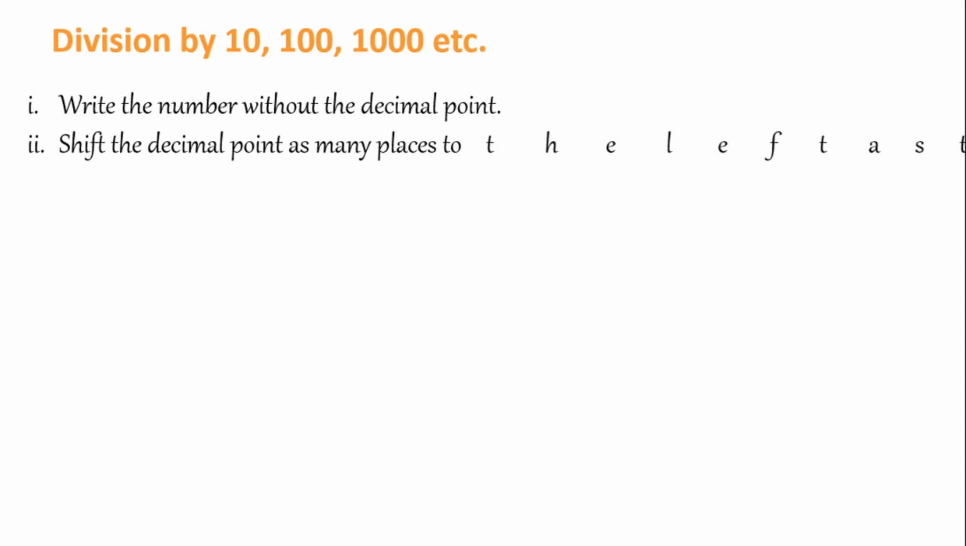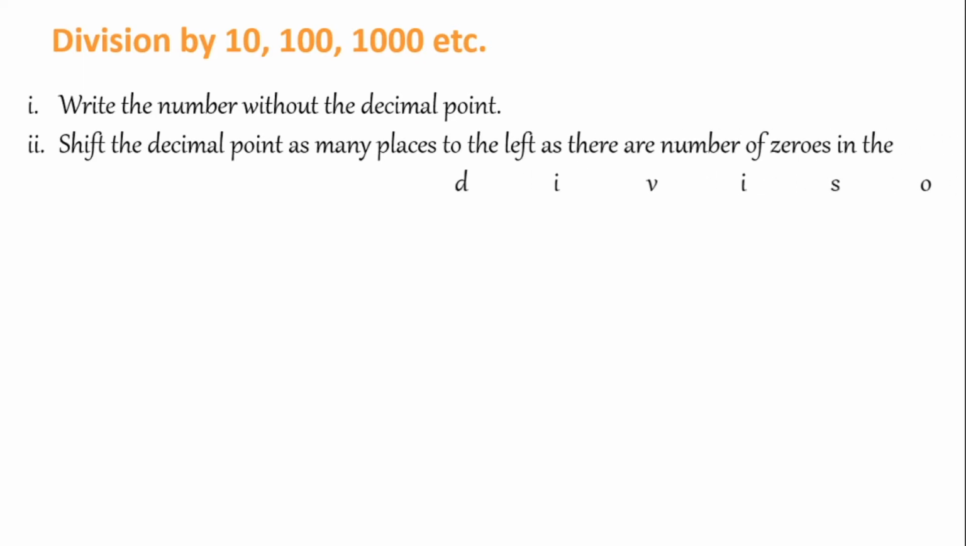To solve this type of question, you will follow some rules. You will write the number without the decimal point. Second rule says that shift the decimal point as many places to the left as there are number of zeros in the division. For example, you have to divide 1234.5 by 10. So what the first step says is that you will write the number without the decimal point.